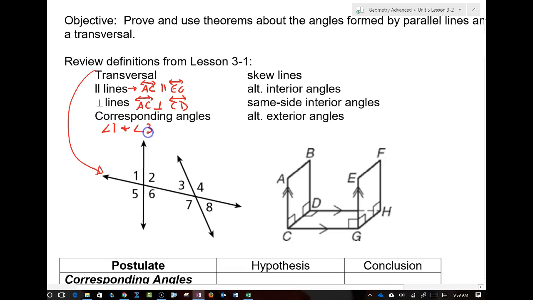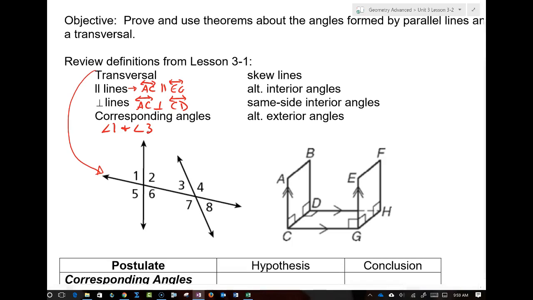If I have a transversal intersecting two lines, how many pairs of corresponding angles should I have? There should be 4. We said 1 and 3, but what would 2 correspond with? Angle 2 goes with angle 4. What would angle 5 correspond with? 7. And angle 6 goes with angle 8. Exactly. We have 4 different pairs.